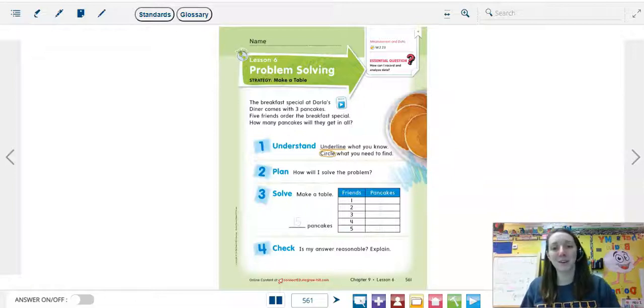Hi friends, today we're working on lesson 6, which is one of our problem solving lessons. Today's strategy is to make a table. Open up to page 561 to follow along with what we're doing.